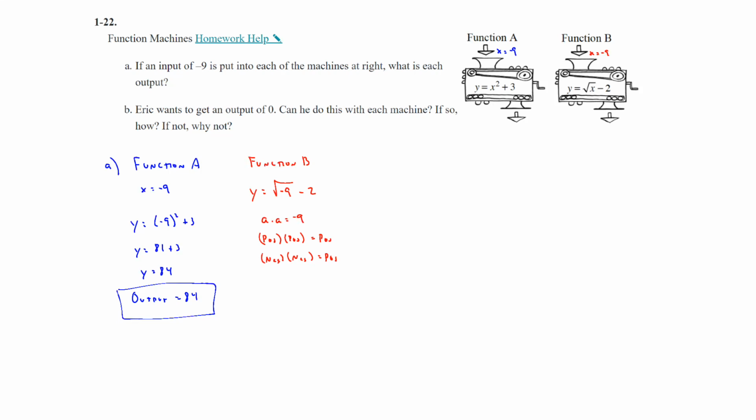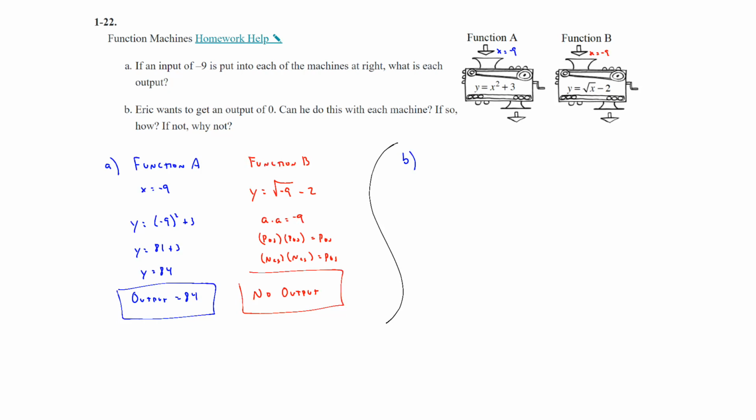So is this one even possible? Are we going to get an output? And the answer is no. He cannot get an output when x is equal to -9 for function B. Alright, so now let's look at part B. Eric wants to get an output of 0. Can he do this with each machine? If so, how? If not, why not?